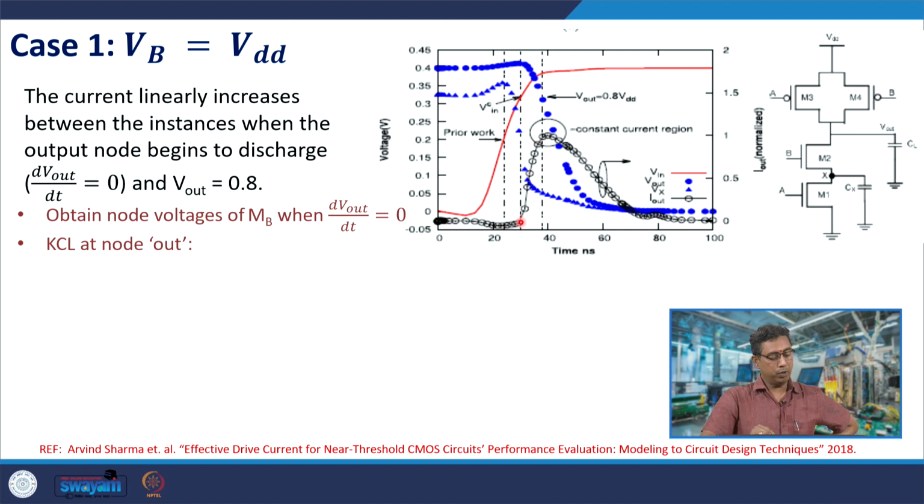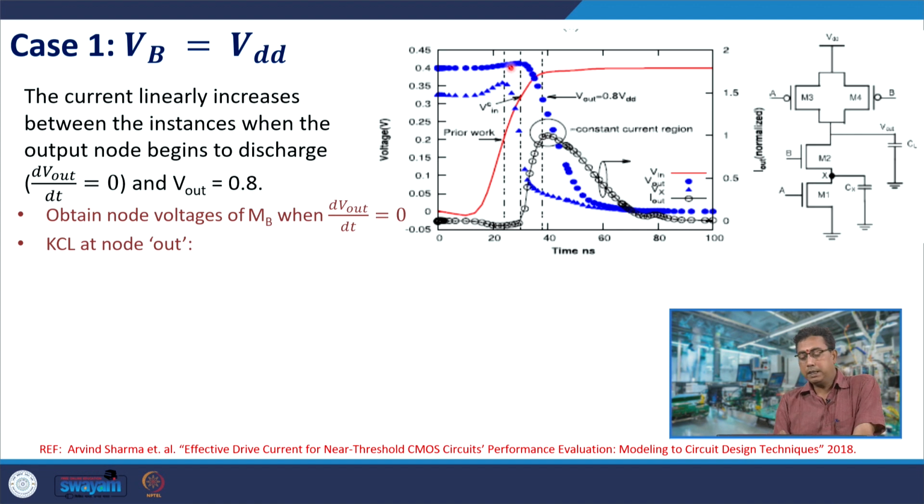So, the lowest value of current we would call IL and this we call IH, and we get the average discharging current between the point when V out begins to discharge and the point when V out reaches the final value. So, to obtain this, that is when it begins to discharge, we write KCL at node out.